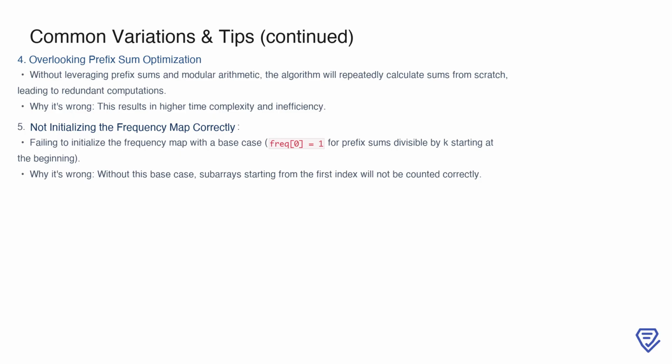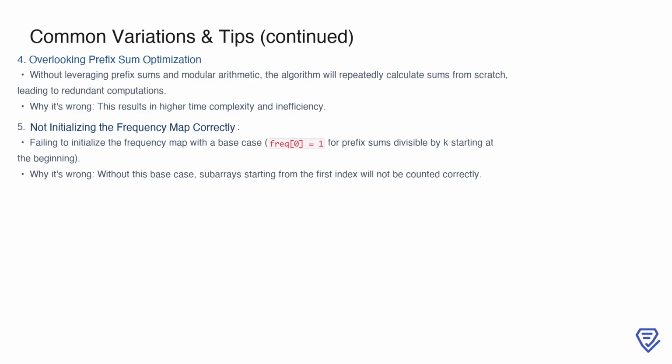Overlooking the prefix sum optimization is another mistake that can lead to inefficiency. If you repeatedly calculate sums from scratch for each subarray, you'll end up doing a lot of redundant work, which increases the time complexity unnecessarily. Leveraging prefix sums and modular arithmetic is key to avoiding this issue.